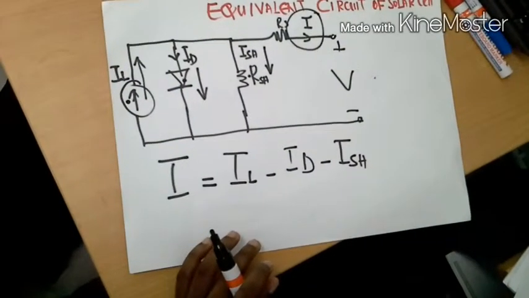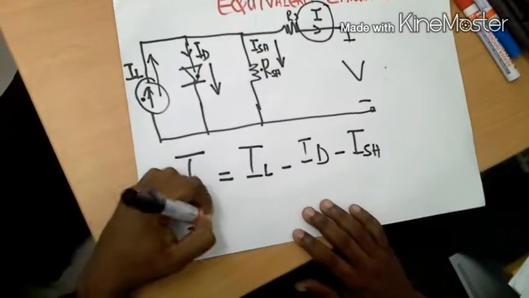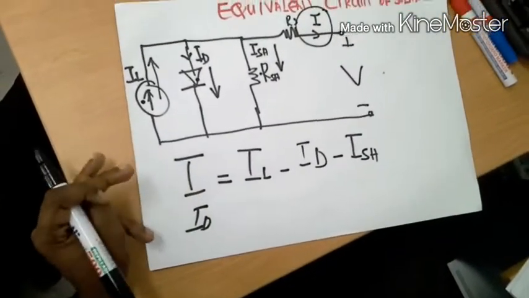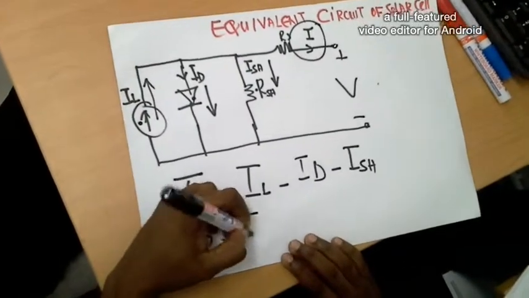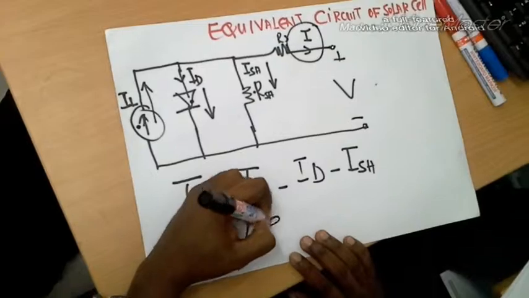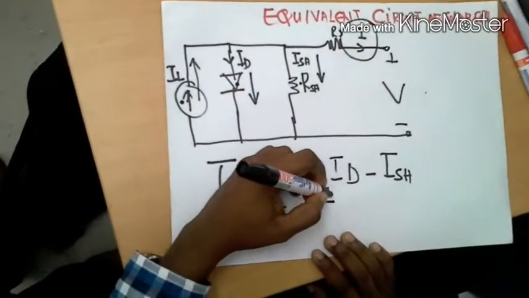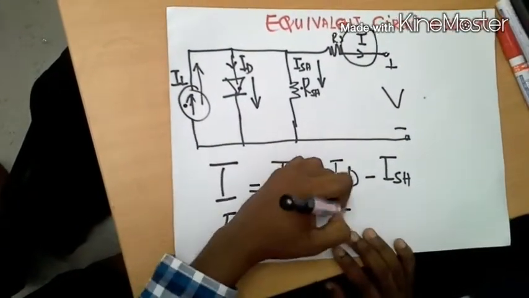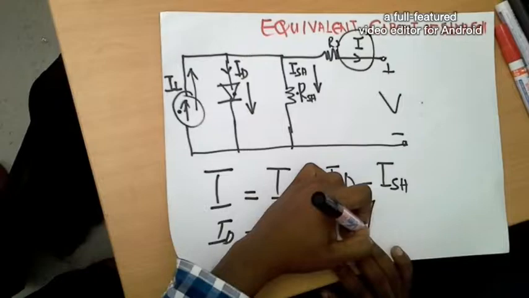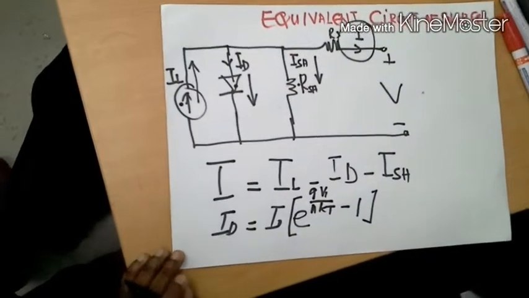Okay. Now we have to remember that from the Shockley diode equation, we know that ID will be I node times exponent of the charge voltage over NKT, minus 1. This is according to the Shockley diode equation.